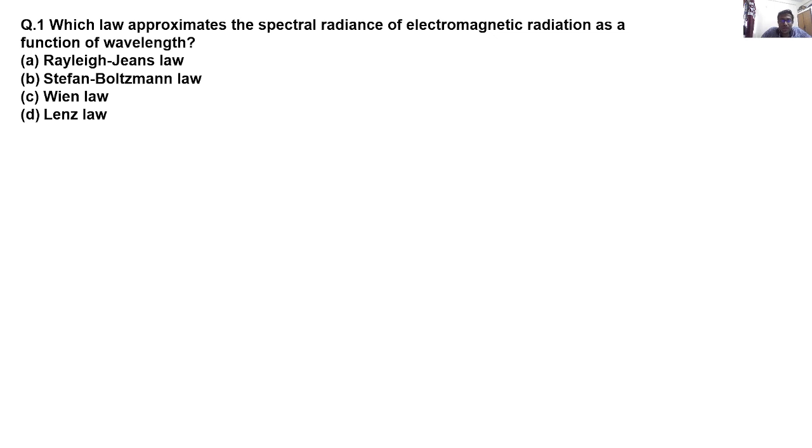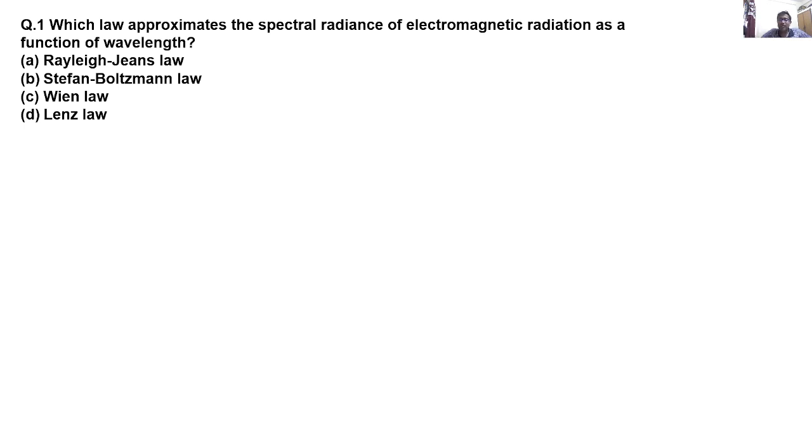So the first question today is: which law approximates the spectral radiance of an electromagnetic radiation as a function of wavelength? Okay, so the options are A, Rayleigh-Jean's law, B, Stefan-Boltzmann law, C, Wien's law, and D is the Lenz law.